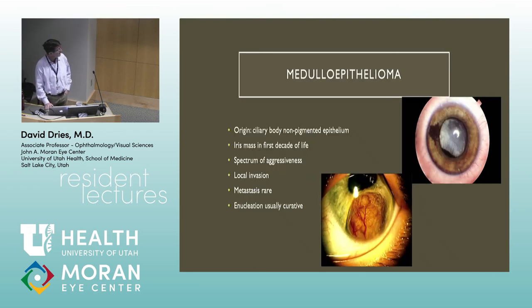A little more sinister, medullary epithelioma. How many have I seen in my career? Pretty much uno, right? So it's pretty rare. I've been doing it 20 plus years, so pretty unusual. But its origin is the non-pigmented epithelium of the ciliary body, iris mass in the first decade. And really, there is a spectrum of aggressiveness where some are fast-growing and aggressive, others are very slow-growing. Enucleation is curative, but also local therapies with resection.